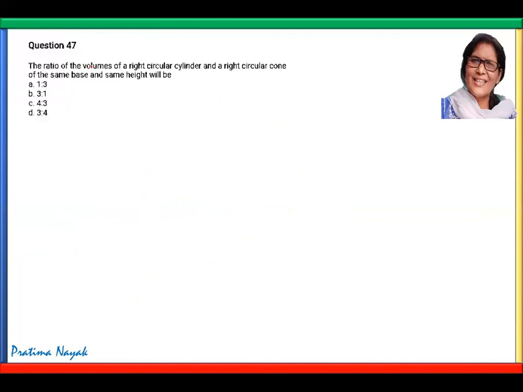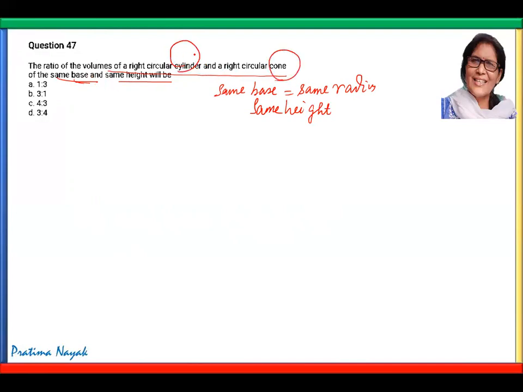The ratio of the volume of a right circular cylinder and a right circular cone of the same height, same base. Same base means same radius. They have the same radius and the same height. Now one cylinder and one cone, they have the same radius, same height.